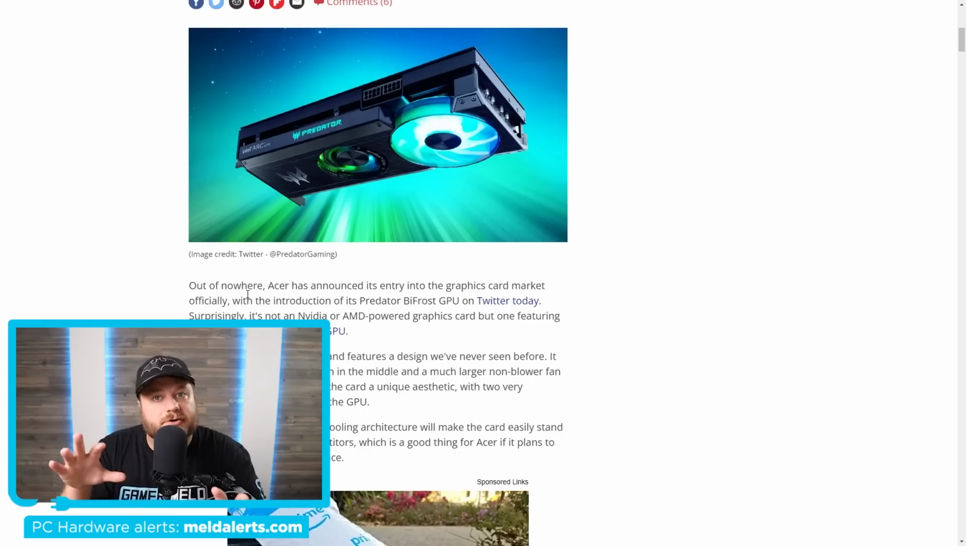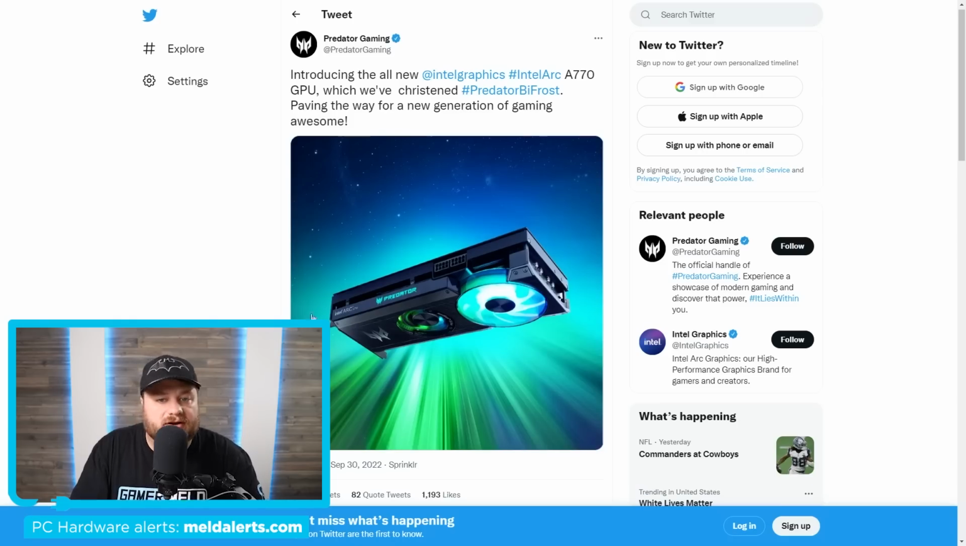So we have yet another new GPU maker that's here. Of course, with EVGA now out of the market, there's some pretty big shoes to fill. But what's interesting about this is that Acer has announced this not with NVIDIA or AMD, but with Intel, by announcing a new A770 flagship GPU. As you can see right here in the announcement, it says, introducing the all-new Intel Arc A770 GPU, which we've christened Predator Bifrost.